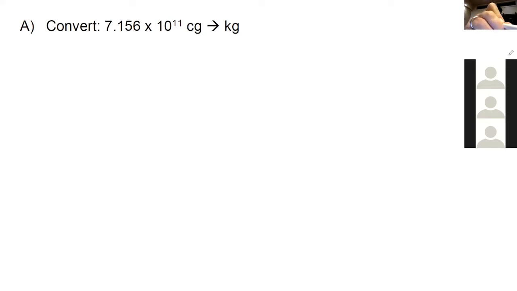Anyone tell me what this particular unit is? Centigram? That is centigrams. And so what is a centigram? One gram is equivalent to 100 centigrams. Excellent. That's right. So usually I just start these by writing down what we have.